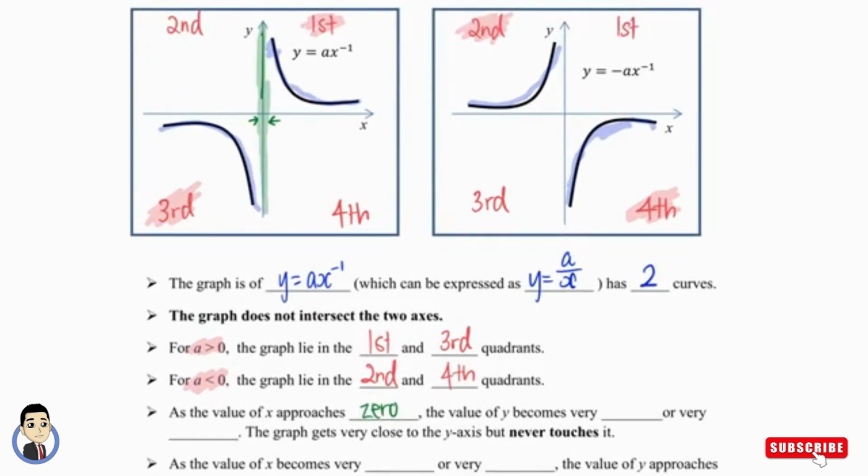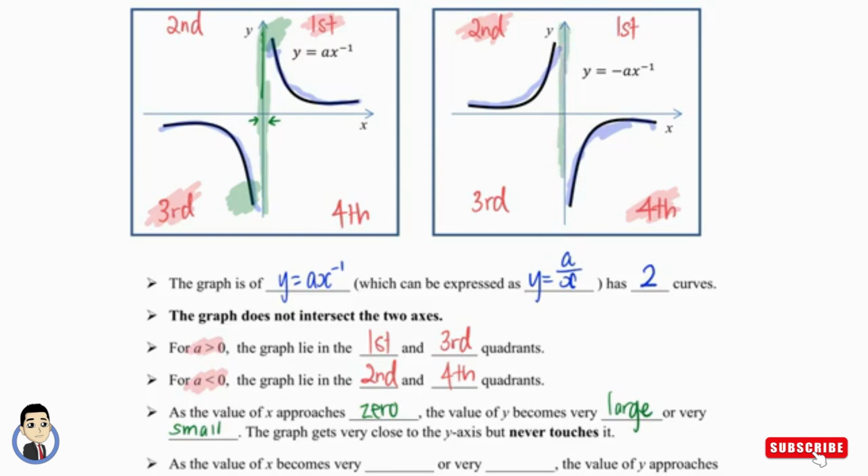Do you realize that it either gets very, very large, as seen here in the first quadrant, or it will get very, very small for the y value in the third quadrant? So it can get either very large or very small for the y value when X goes towards 0, for both graphs.